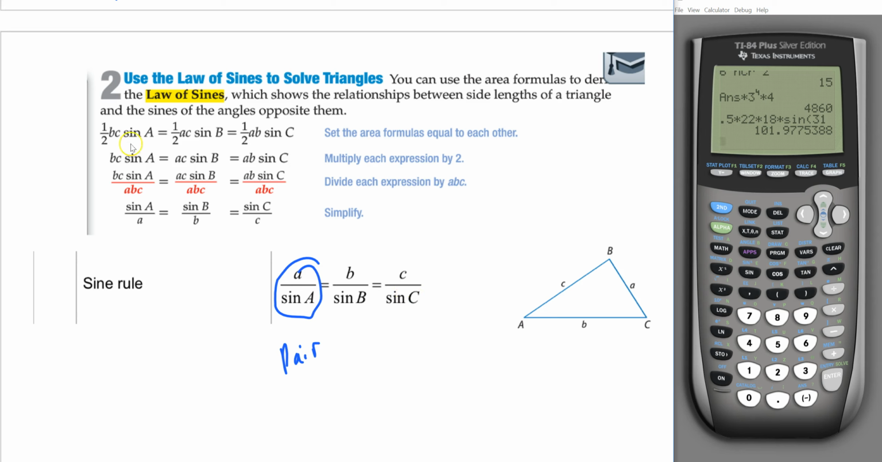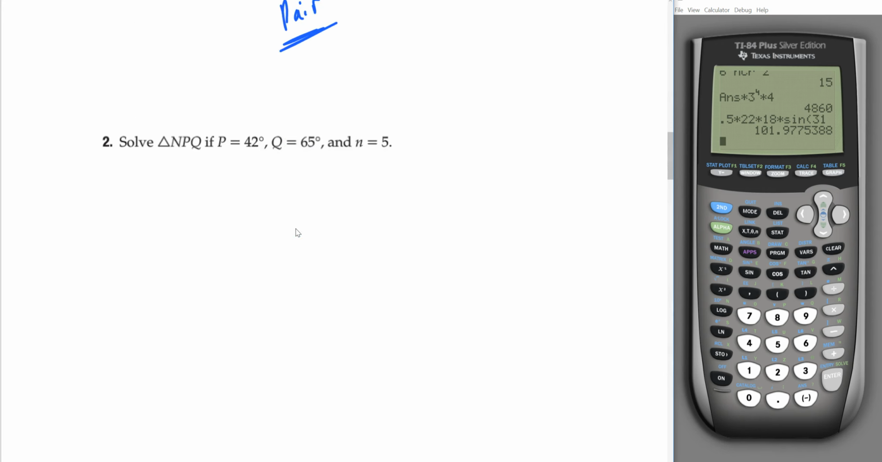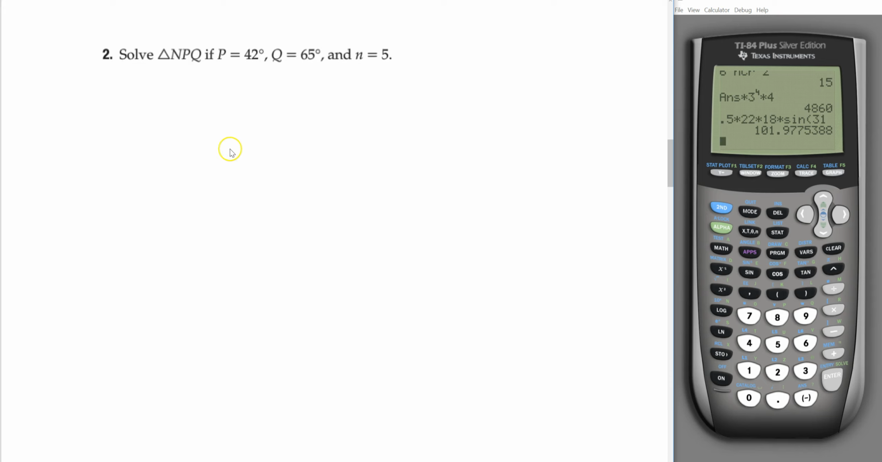Now this formula comes from the area formula. And then you can see right here, they just solved it. But that's the law of sines. If you have a pair, you can set up the proportion and just solve it. So that's when we use the sine rule, pairs. So this is an example. Right here it says solve triangle NPQ. Anytime I tell you to solve a triangle, that means find everything that's missing. So when they say solve a triangle, they mean find everything that you don't have already.